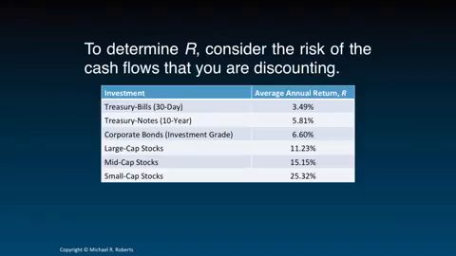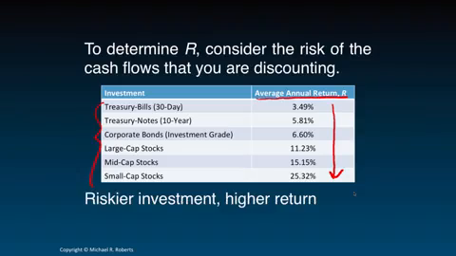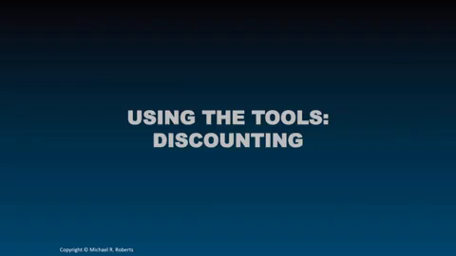So what I've done here is present average annual returns to six different investments. And what do you notice? You notice that as I move down the columns, riskier investments are met with higher returns. Riskier investment, higher return. Okay.